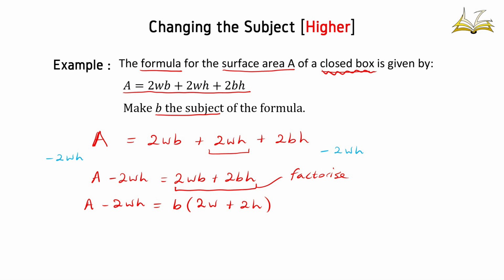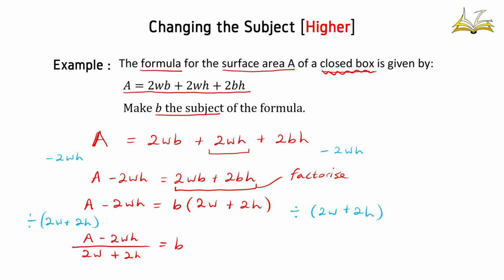Now, all we have to do here is understand that we're multiplying B by whatever's in the brackets if we're expanding. If we understand that, then the opposite of multiplying is dividing. So we're going to divide both sides by 2W plus 2H. Okay, and then divide again, 2W plus 2H. Doesn't have to be in brackets, but I've just left it in brackets. So we'll now have A minus 2WH divided by 2W plus 2H equals B.